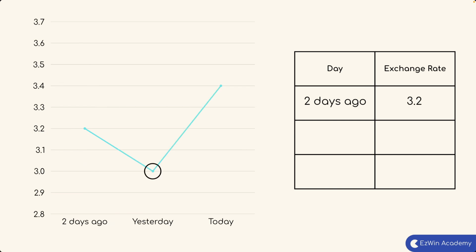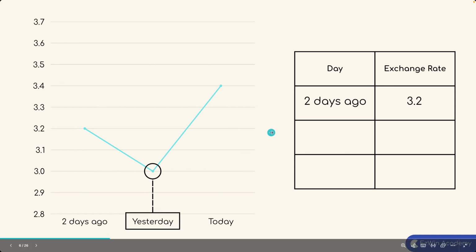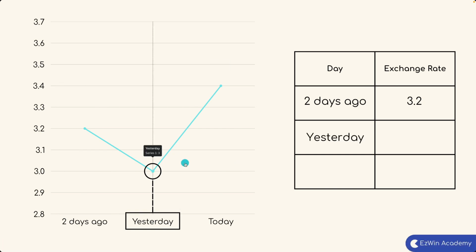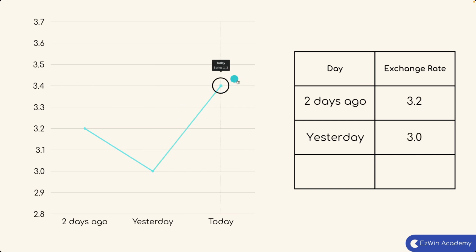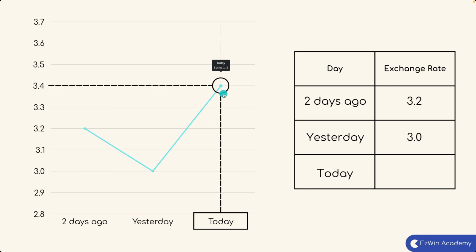So the next one is you have the yesterday's rate. So you just draw a circle and you point down and you see that it is pointing to yesterday. And then on the left, then it will point to the rate that is 3.0. And lastly, today's rate, you just add a circle and then you draw a line below, and this will show you today's rate. And if I were to draw the line on the left or horizontally, then it will show you 3.4. And that's actually a very good rate to go to Malaysia.